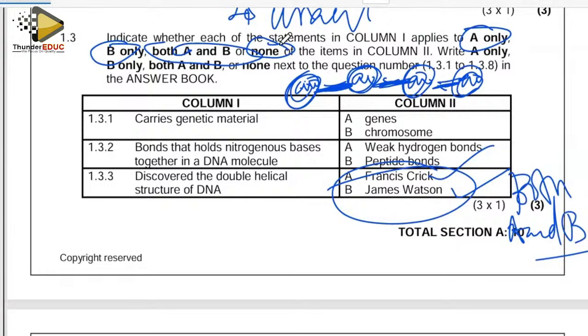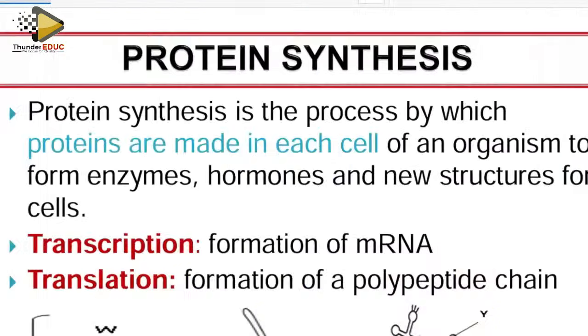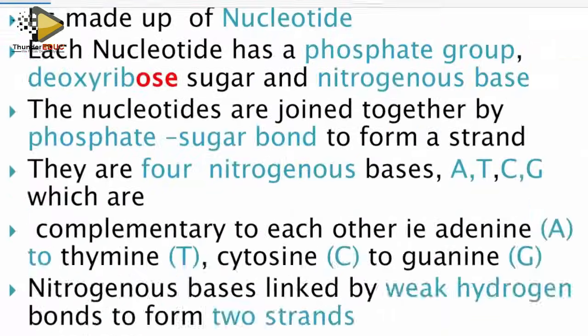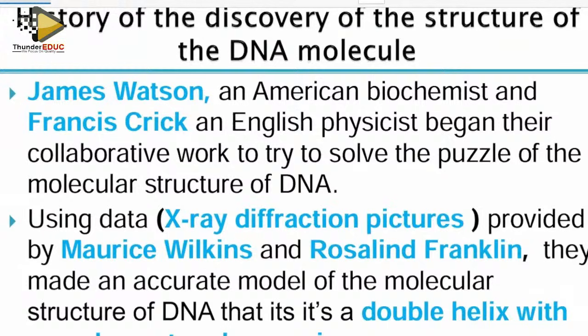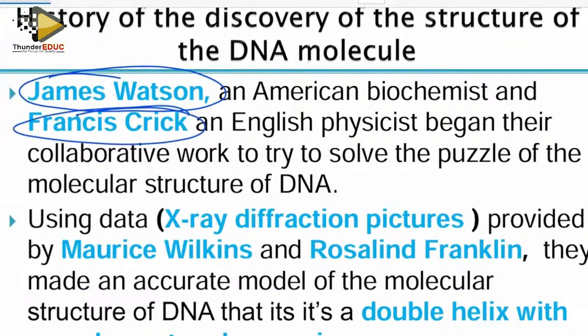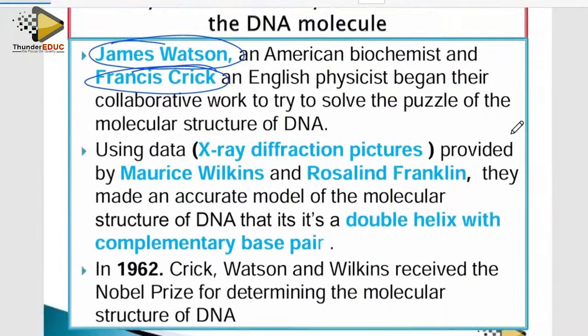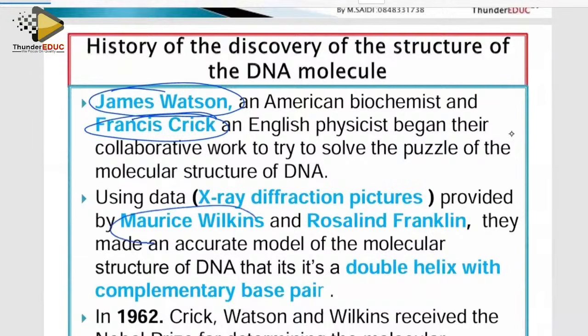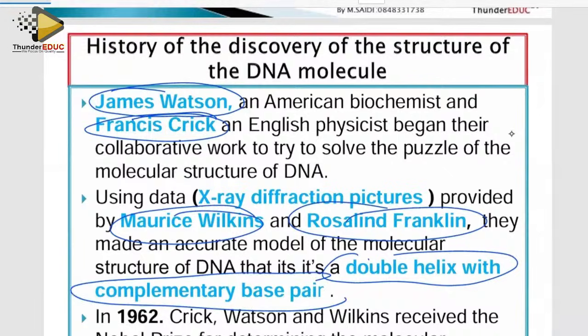You understand? Yes. When you go back to your distinction material book, it's stipulated there very well and highlighted. These are the people they're talking about. James Watson and Francis Crick were working together so that they were able to discover the structure of DNA. The two also worked together, but the one who described the double helix with the complementary base pair is James Watson and Francis Crick.